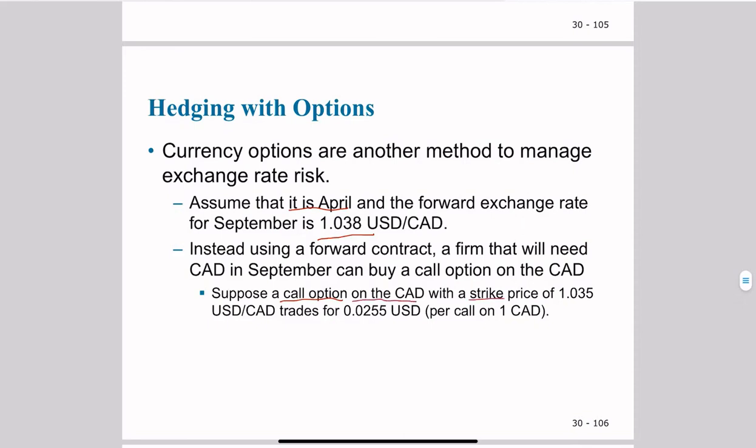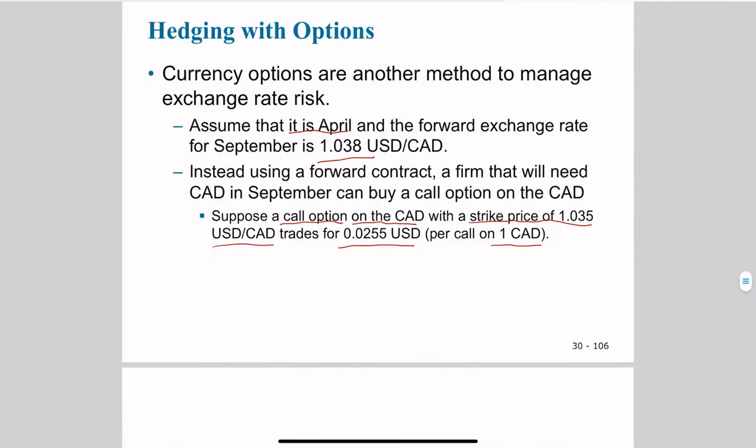It has a strike price of 1.035 USD per CAD, and it has a price of 0.0255 US dollars per contract. And this call is written on 1 Canadian dollar. So let's recall what we have learned about call options. We know that if the market price is larger than the strike price, then the call option holder will exercise this call, right? And it will buy the asset at the strike price.